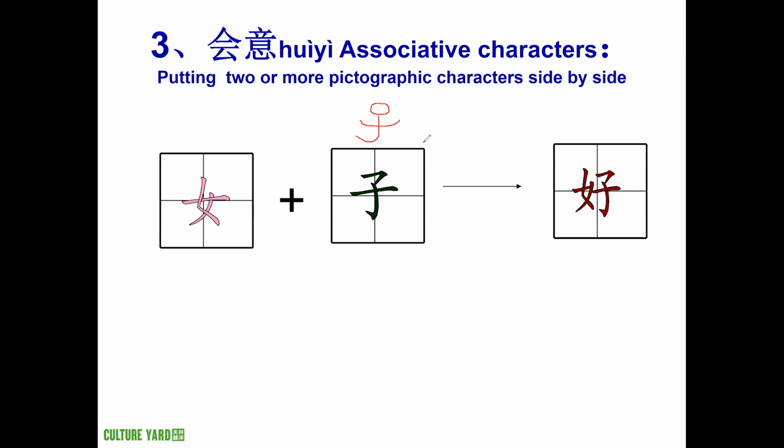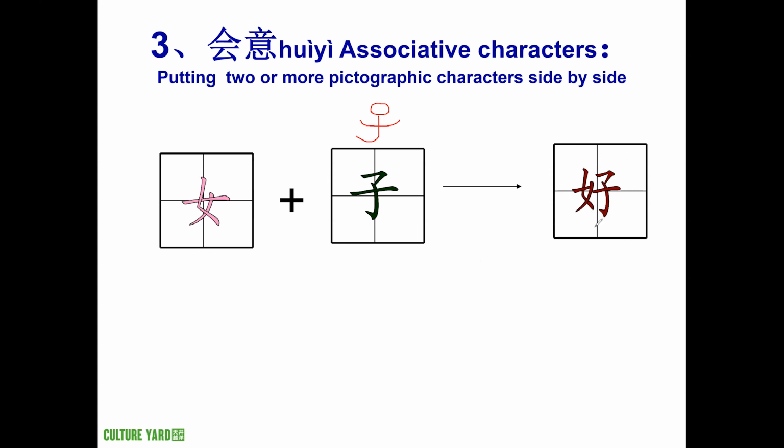This is mama, a baby. A woman with a baby together. We think, wow, it's good. A woman has a baby, we think, oh, good. This is a 好.